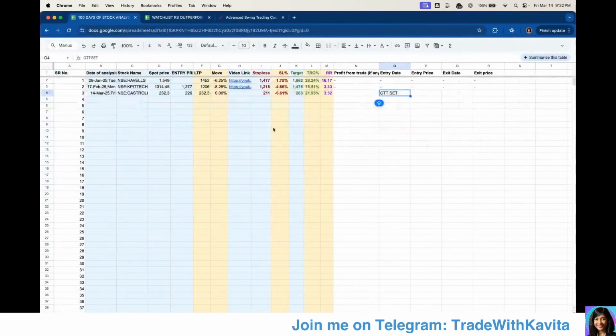So the level is 1522.6, NSE 1522.6. And the spot price is 1632.